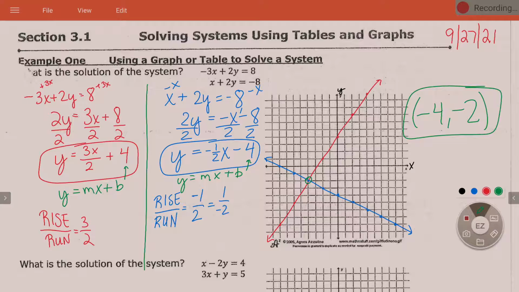Okay. Questions on that? You did that back in Algebra 1. I know you did. I'm not going to say I know you remember it, though.